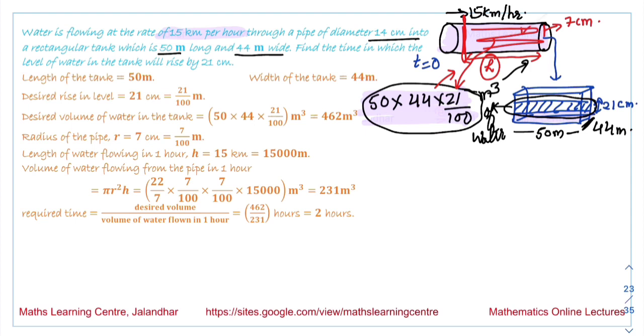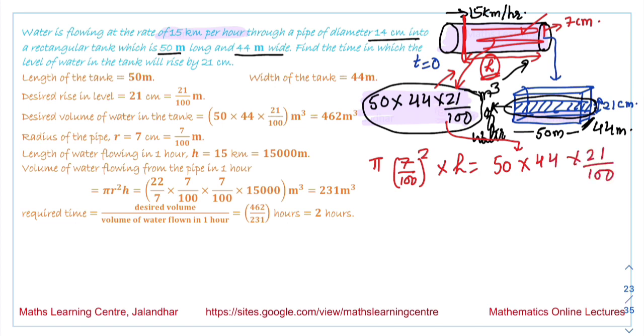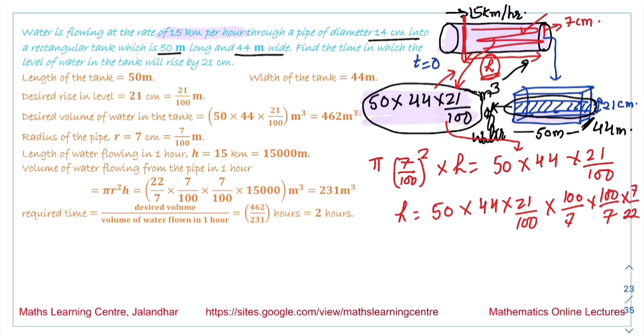So the volume of water in this pipe up to this length h is pi r square, it is (7 by 100) square into h, that should be equal to this volume, that is the volume of water we require, 50 into 44 into 21 by 100. So from this we can calculate the value of h, and it comes out to be 50 into 44 into 21 by 100 into 100 by 7 into 100 by 7 into 7 by 22. This is the value of h that we have.